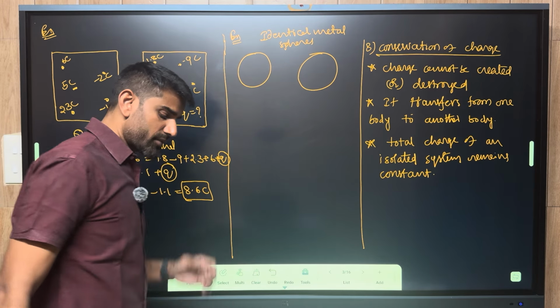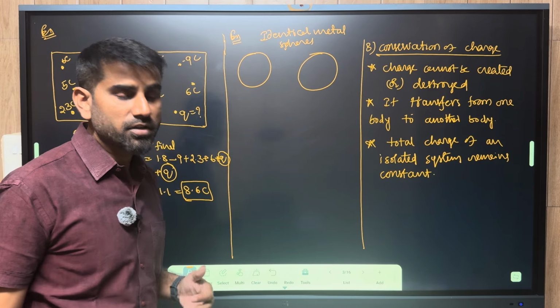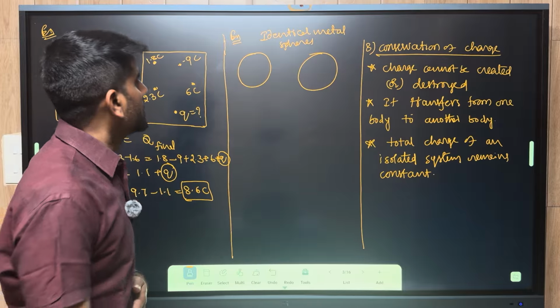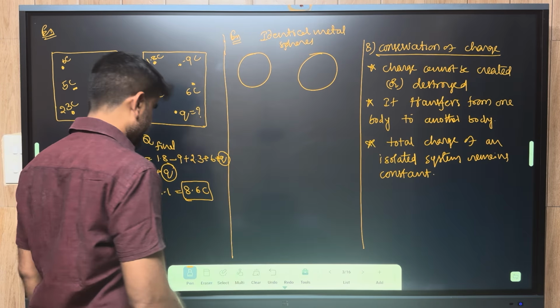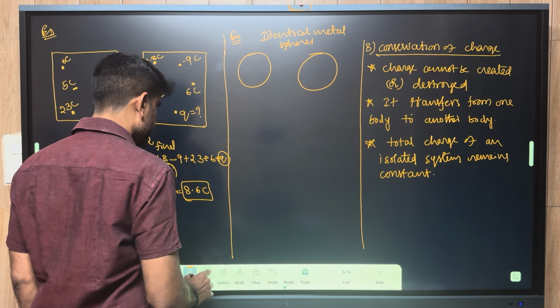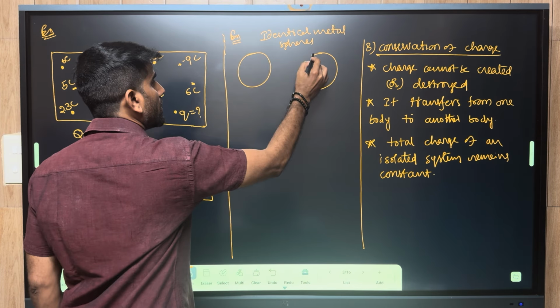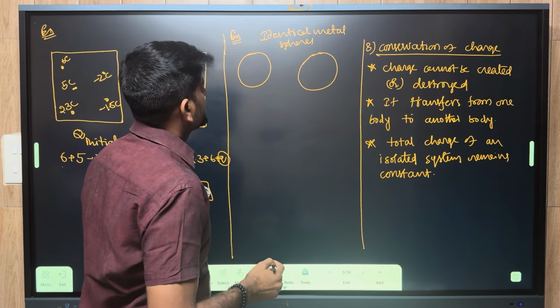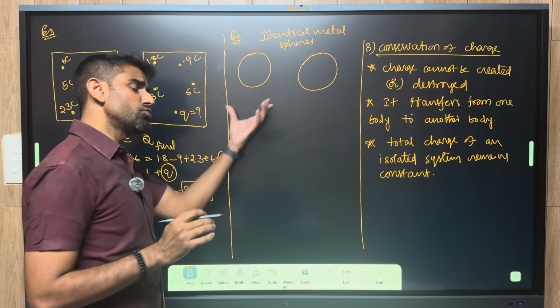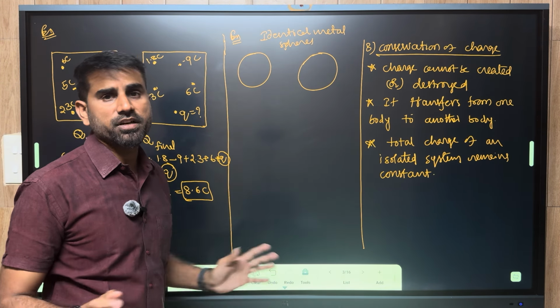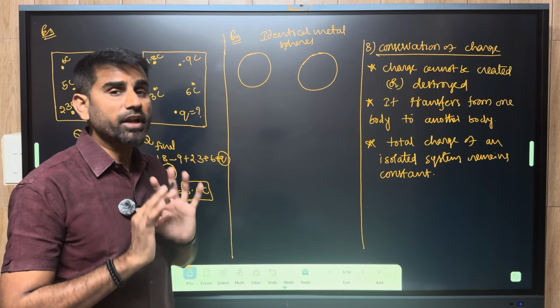Identical. Why I have taken identical metal spheres, you will be able to understand in a minute. So let's say these two spheres are initially neutrally charged. There is no charge. Okay, no net charge.